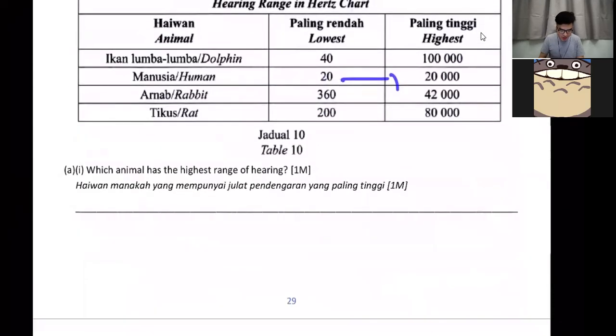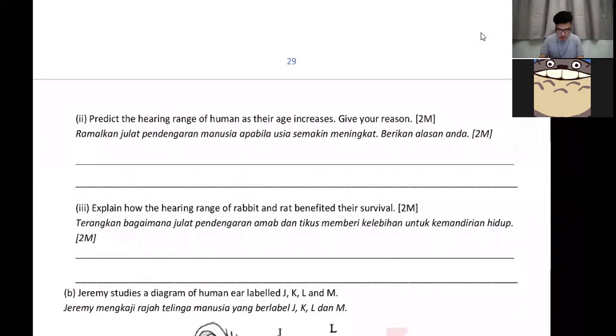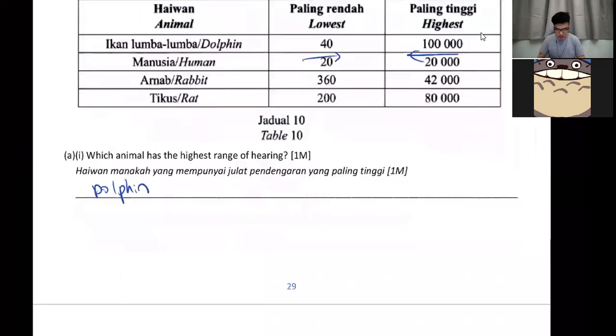Okay, so which has the highest range of hearing? That will be a dolphin. Okay, ikan lumba-lumba. So predict the hearing range of humans as age increases. Give your reason. So when you are old, anything lower than 20,000, it might be just from 30 to 18,000. Just any range is accepted, as long as it is higher than 20 and lower than 20,000, it should be a closer range.